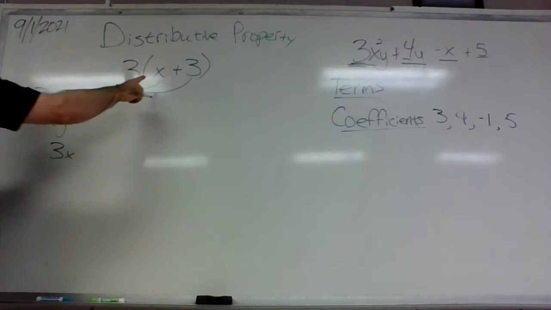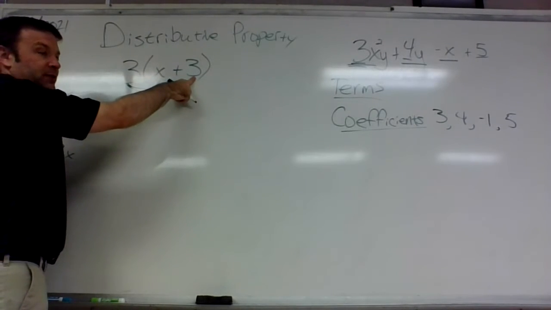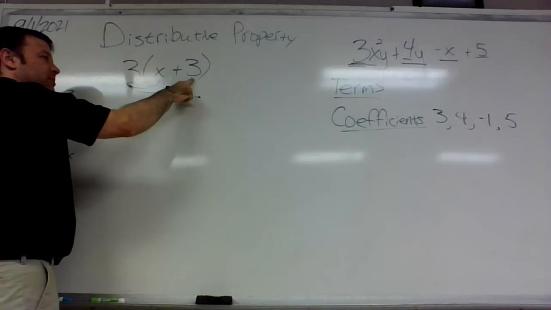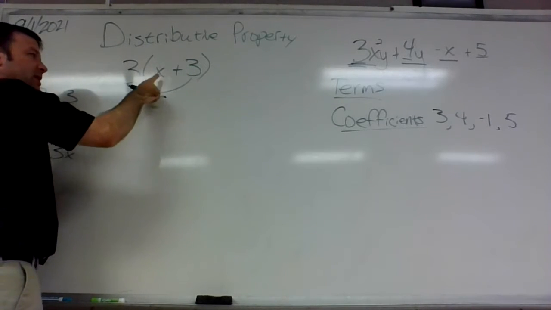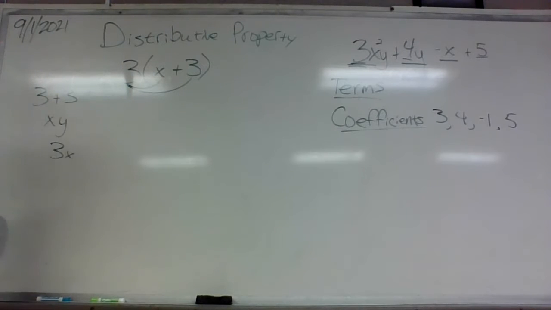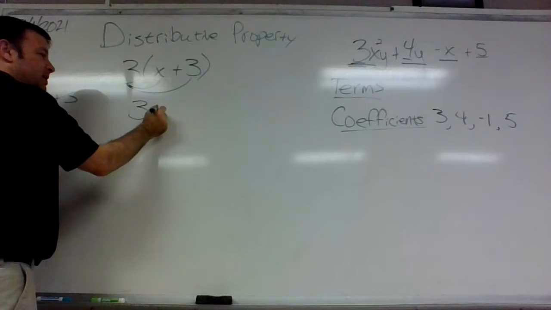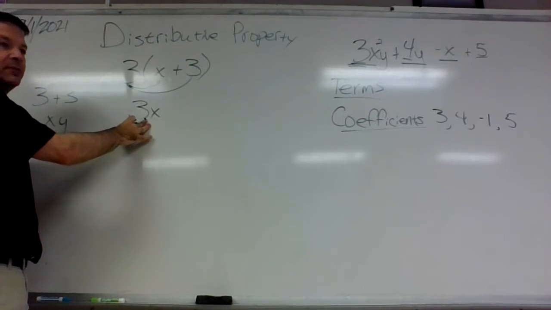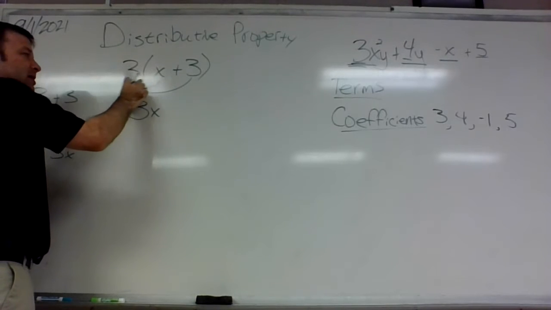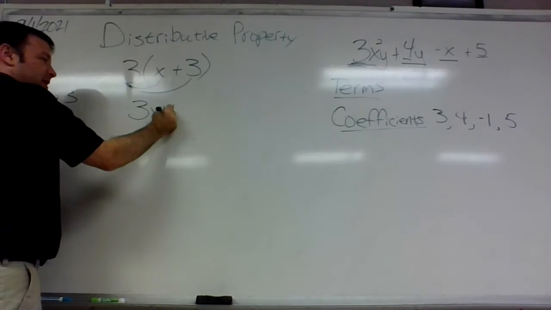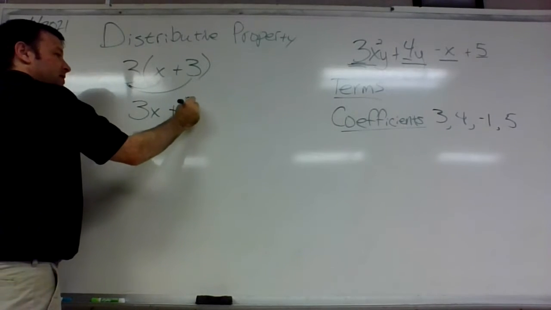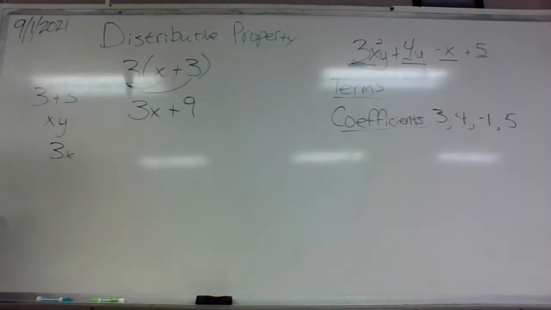I can't do x plus 3. Normally we do parentheses first, right? But I can't do that. But I can do 3 times x and 3 times 3. What do you guys think I can put for 3 times x? 3x. Did I really do anything? No. 3 times x is 3x. That just means the exact same thing. Then you bring down the plus, and then you can do 3 times 3, which is 9. So that's a little bit simpler than it was before.